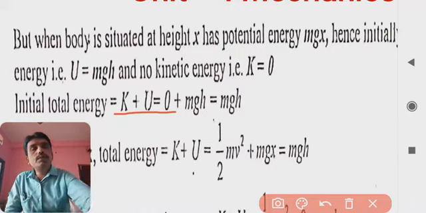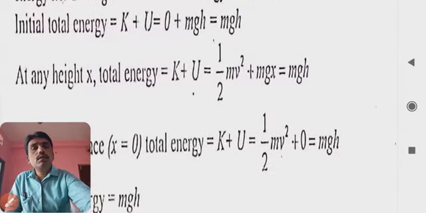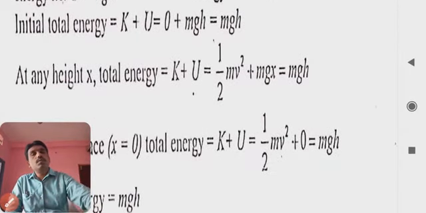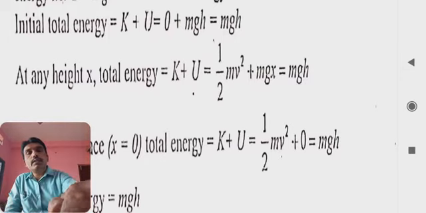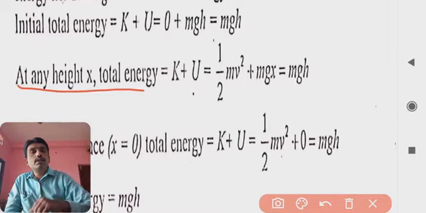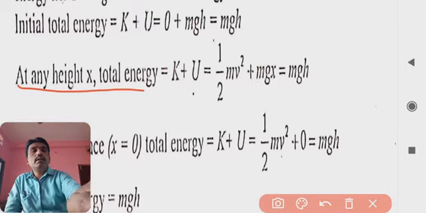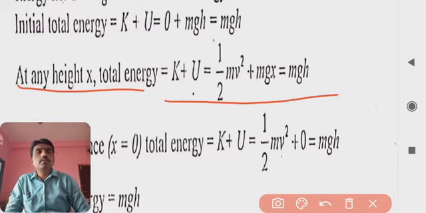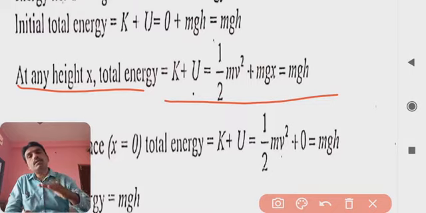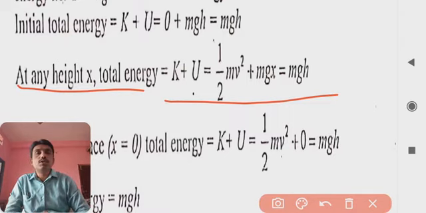Again, moving forward, if we go for height x, that is, if I take the body to a distance x, and now I want to find the total energy at the final stage, at any height that is x, the total energy is again the kinetic energy plus the potential energy. Again I can write this as K plus U, and it will give me half mv square plus mgx. Why mgx? Because now the body is at a certain distance x and has potential energy mgx. That's why it becomes half mv square plus mgx is equal to mgh.